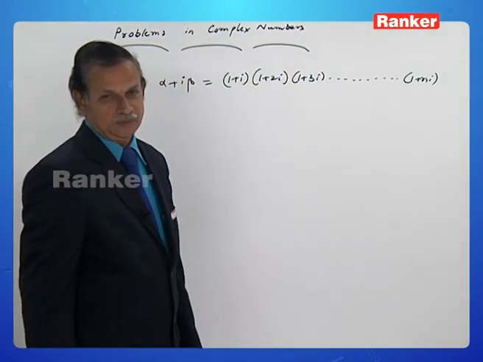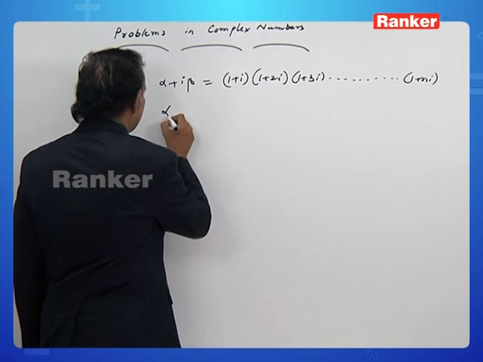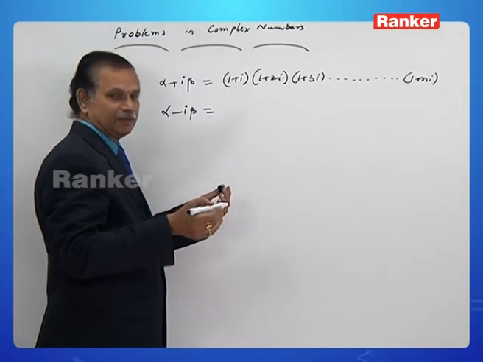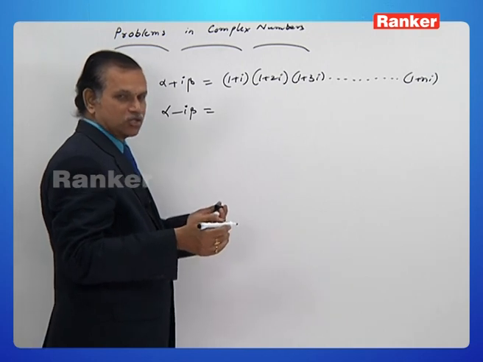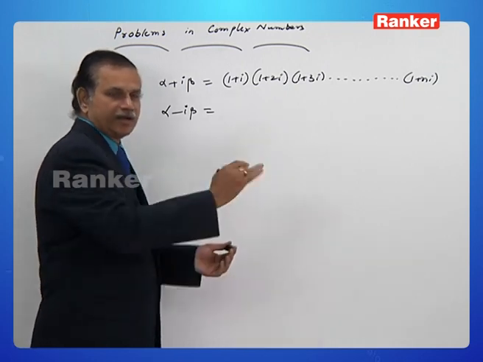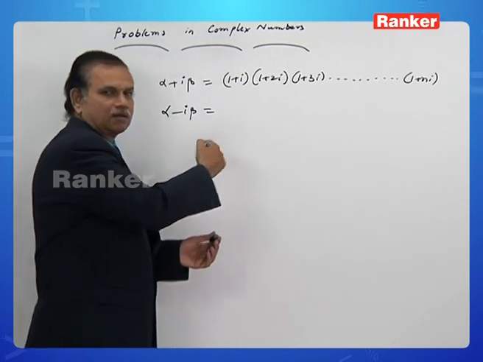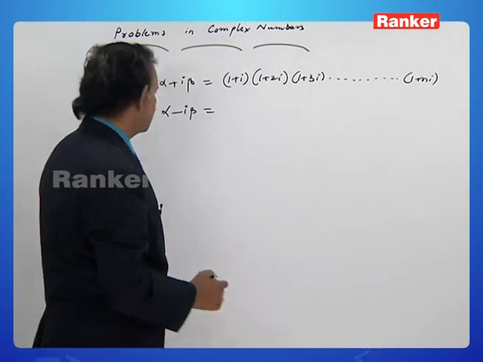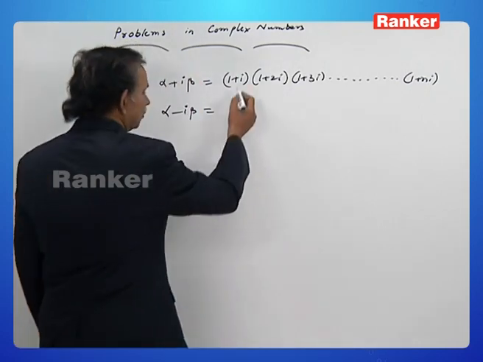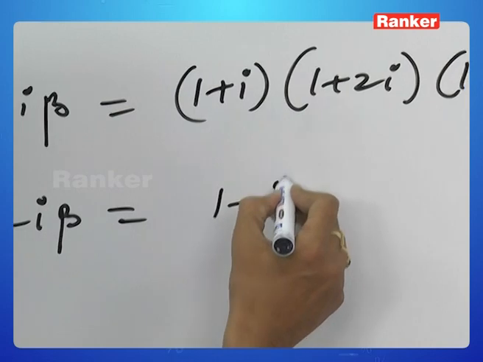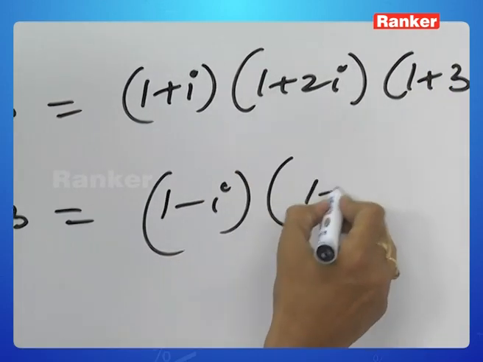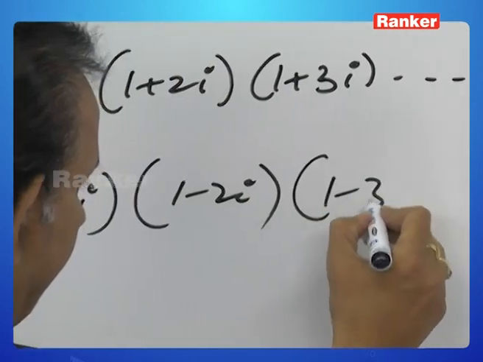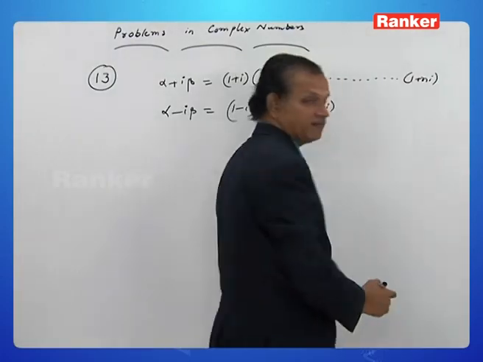Up to 1 plus nI. Well, let me find alpha minus I beta. What is alpha minus I beta? The conjugate of alpha plus I beta. That is, I am going to consider the complex conjugates of each and every complex number which is present on either side of this equation, both left hand side and right hand side. What is going to happen? Alpha minus I beta is equal to conjugate of 1 plus I, conjugate of 1 plus 2I, conjugate of 1 plus 3I, and so on, conjugate of 1 plus nI.